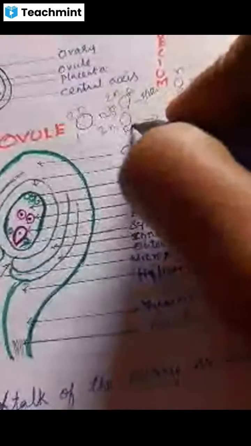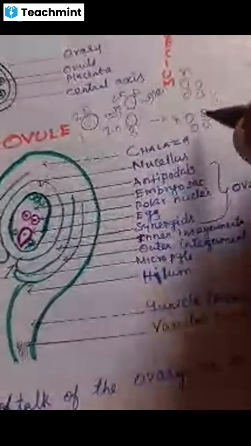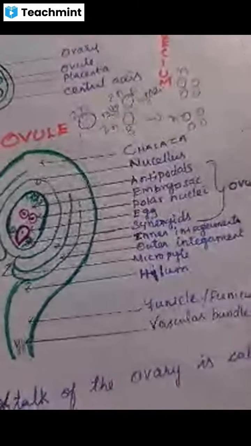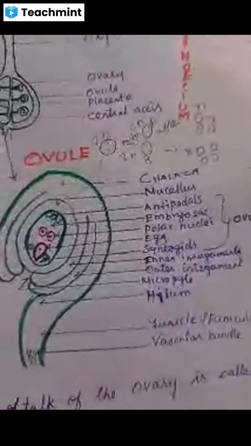So here this is the next cell, the daughter cell, which also undergoes meiosis and produces 4 haploid cells. Haploid nuclei, not cells, haploid nuclei are produced. Okay.